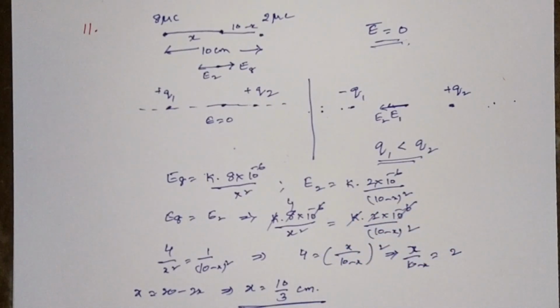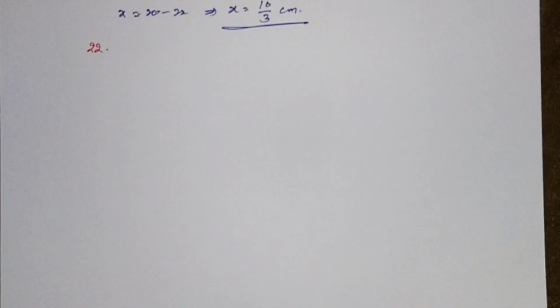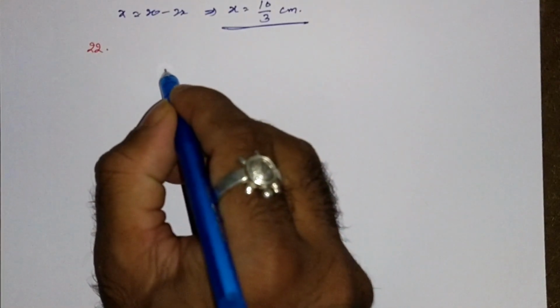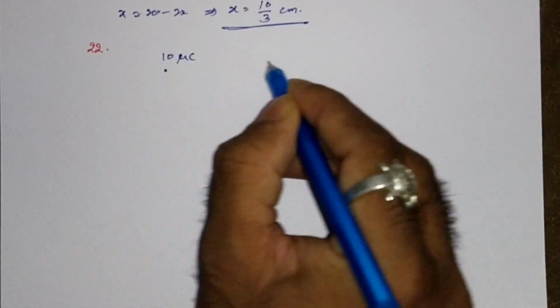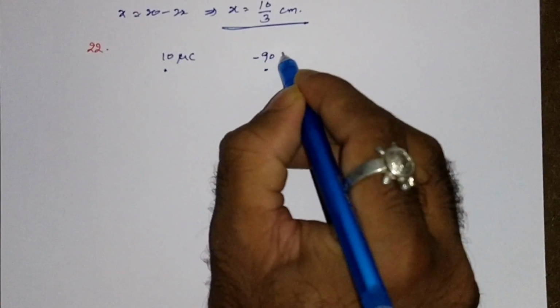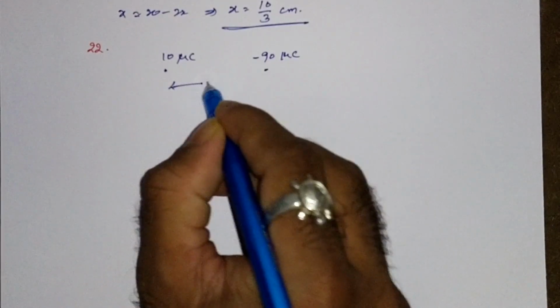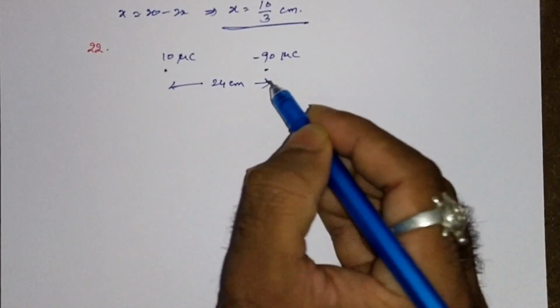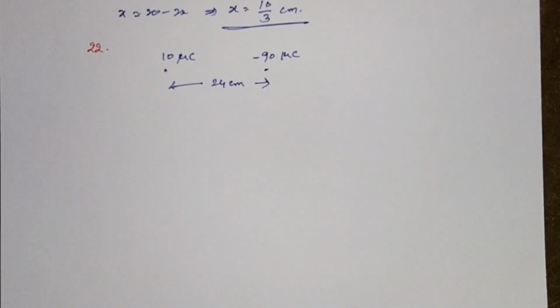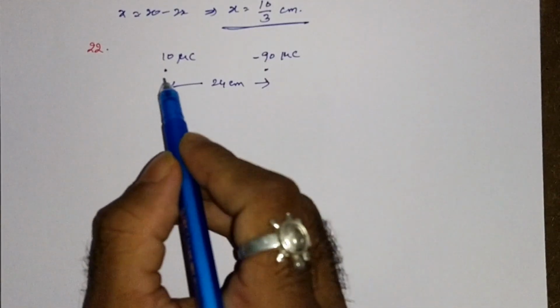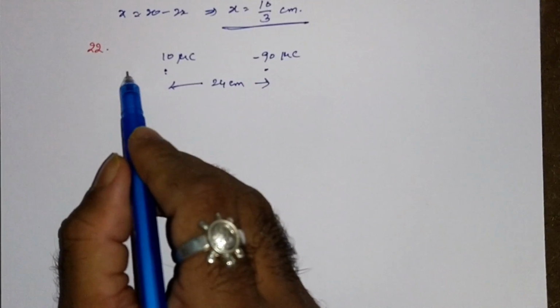Next question the students asked in this same worksheet is question number 22. Two charges of 10 microcoulomb and minus 90 microcoulomb are separated by a distance of 24 centimeters. Then the electrostatic field strength is 0 at a distance of what from the smaller charge? At what distance from the smaller charge will the field strength be 0, it is asking.